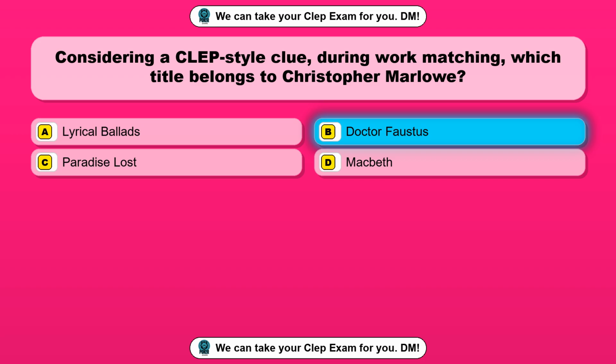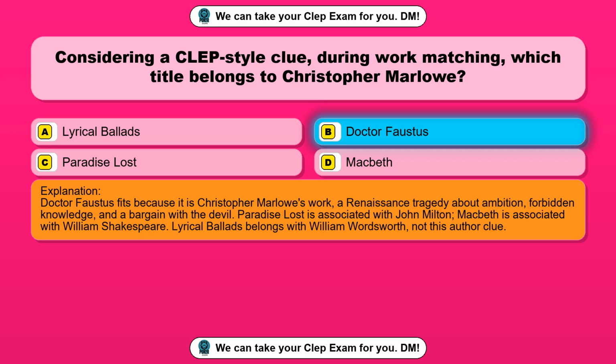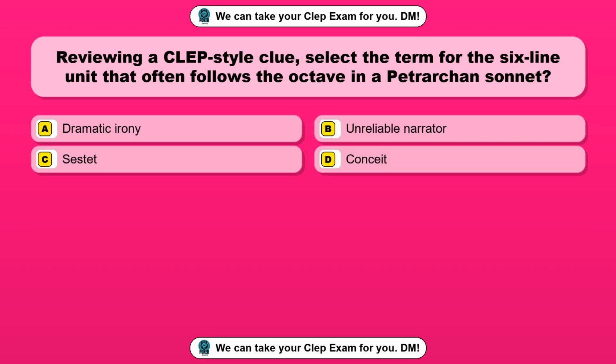Dr. Faustus. Dr. Faustus fits because it is Christopher Marlowe's work, a Renaissance tragedy about ambition, forbidden knowledge, and a bargain with the devil. Paradise Lost is associated with John Milton. Macbeth is associated with William Shakespeare. Lyrical Ballads belongs with William Wordsworth, not this author.